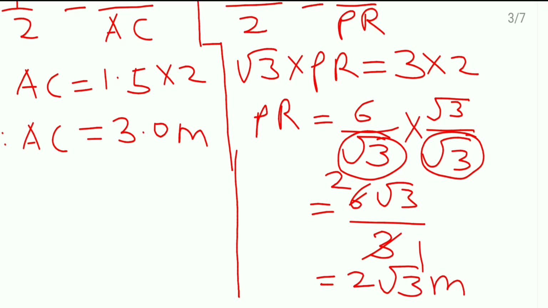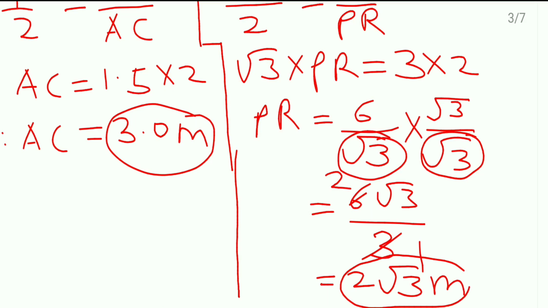Correct? It means that the length of the smaller slide is 3 meter and length of the longer slide is 2 root 3 meter. Right? I hope all of you understood this one. Thank you.